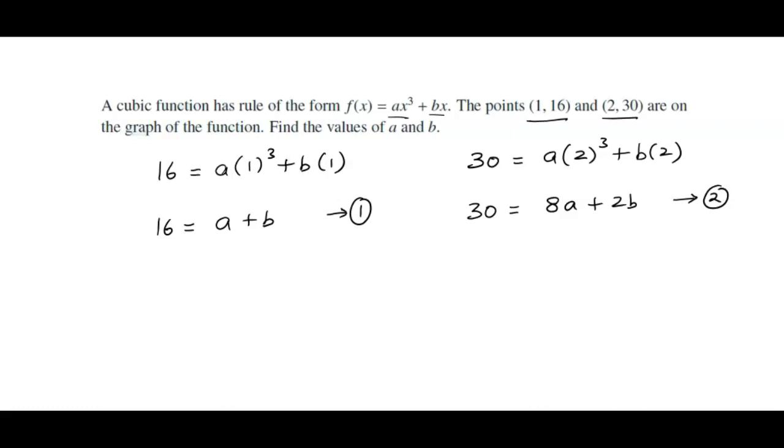So we have two missing variables and we have two equations, obviously taking us to simultaneous linear equations. So I'm going to multiply the first equation by 2.